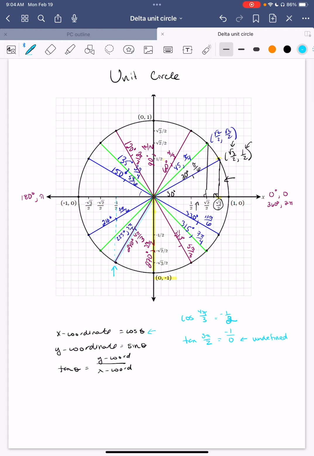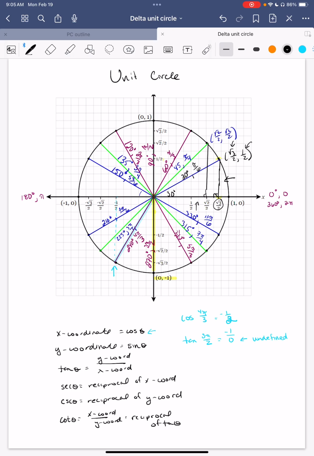Let's talk a little bit about secant, cosecant, and cotangent. So for secant of theta, we just need the reciprocal of the x-coordinates. For cosecant, you can probably guess, we need the reciprocal of the y-coordinate. And finally, for cotangent, you can either think of this as the x-coordinate over the y-coordinate, or you can think of that as just the reciprocal of tangent, because that's the same thing.